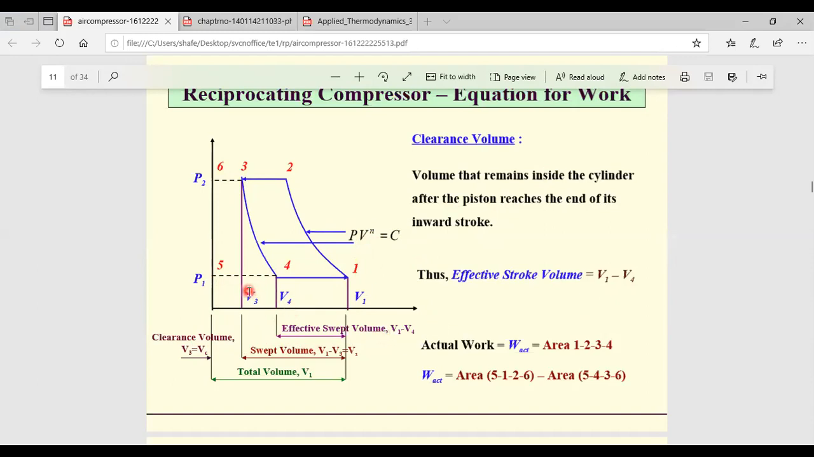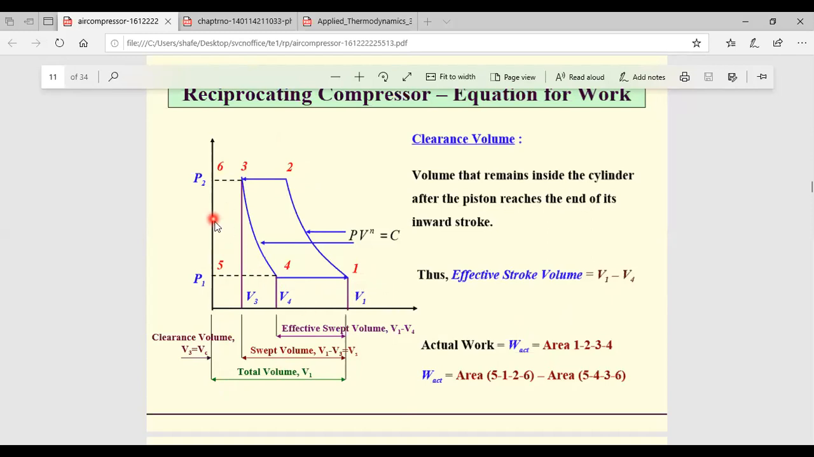And what is the actual swept volume? Because the piston will be going up to V3, then it comes to V1. This is the amount of suction. Then 2, 3, like that will come. Now this V1 minus V3 is called the actual swept volume. V1 minus V3 is called the swept volume. And what is the total volume? That is from 1 to 5. Okay, so this is how it happens.